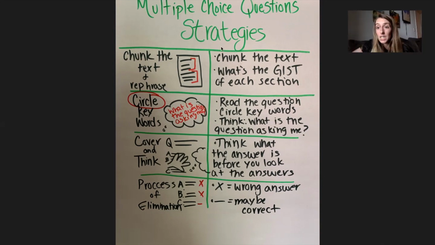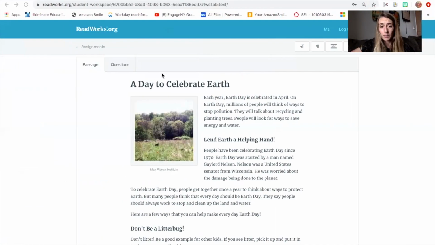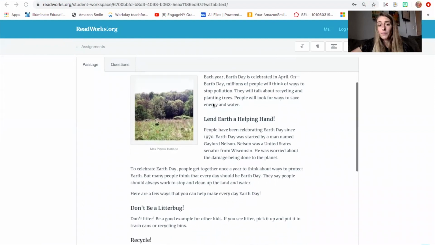So the first thing I'm going to do is I'm going to go back to the top. I'm going to read the article and I'm going to think about what's the big idea? What is the author trying to teach me? What is the gist of this article before I even look at the questions? So let's go back to the article, A Day to Celebrate Earth.